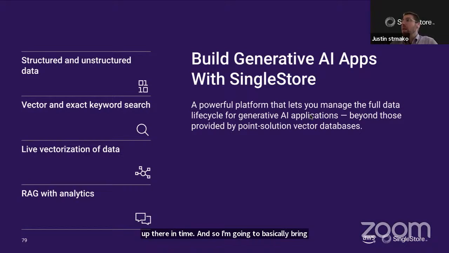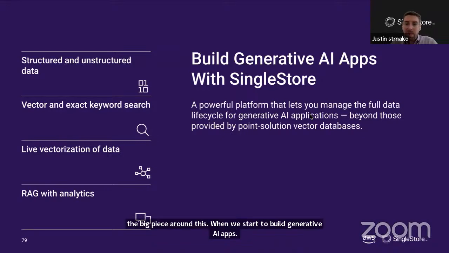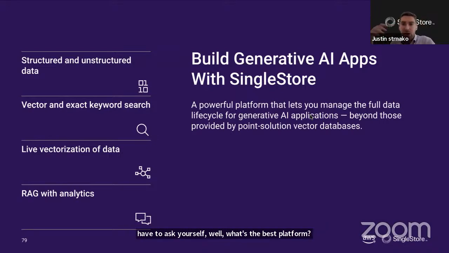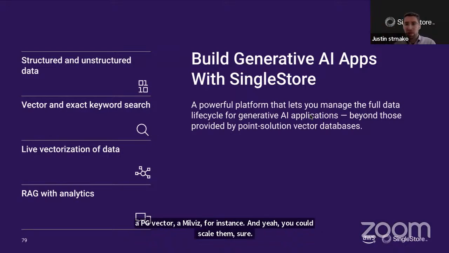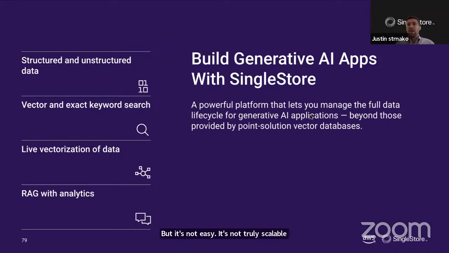Here's the big piece around this. When we start to build generative AI apps, you have to ask yourself, well, what's the best platform? It may be great to get a single node database right now, a PG vector, a Milvus, for instance, and yeah, you could scale them, sure, but it's not easy. It's not truly scalable. And the big reason for that is ultimately down to their architecture.